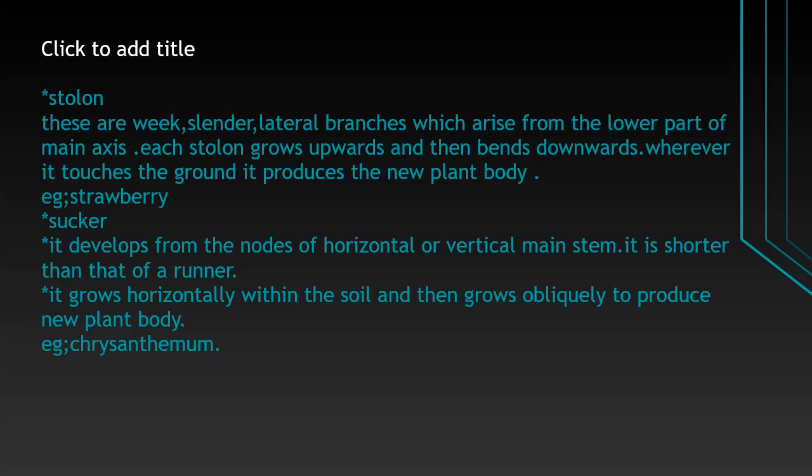These are weak, slender lateral branches which arise from the lower part of the main axis. Each stolon grows upwards and then bends downwards. Wherever it touches the ground, it produces a new plant body. Example, strawberry. Now we'll see sucker.